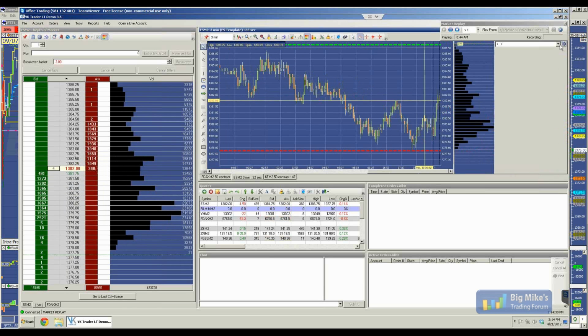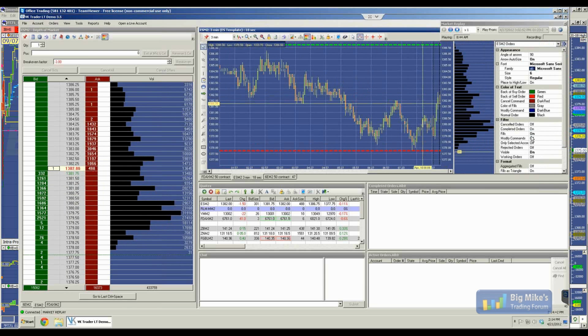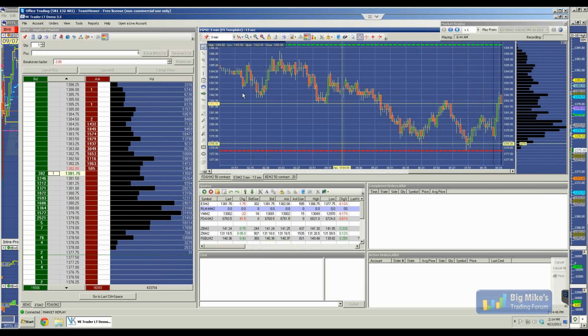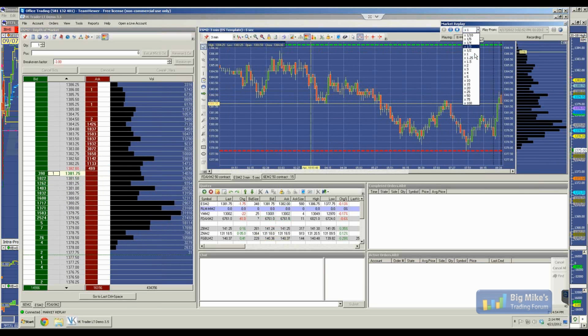What I like to do is actually show my fills. Fills are on visible. Okay, good. So let me test it. Okay. So what I'm looking for, let's speed this up. This is really boring. The market's not doing anything. Let's speed this up quite a bit, 10 times.